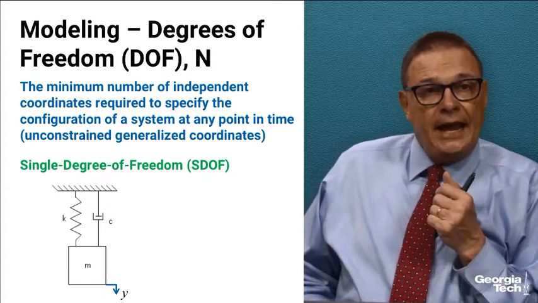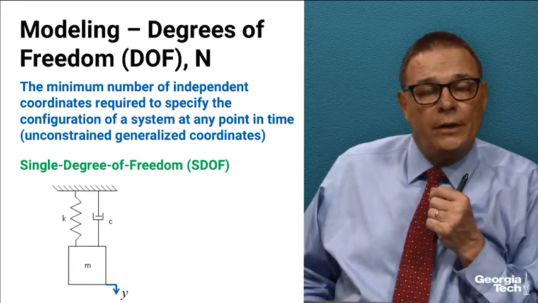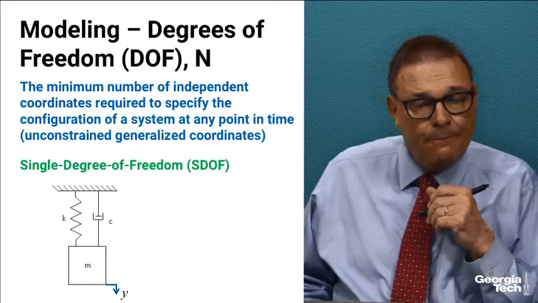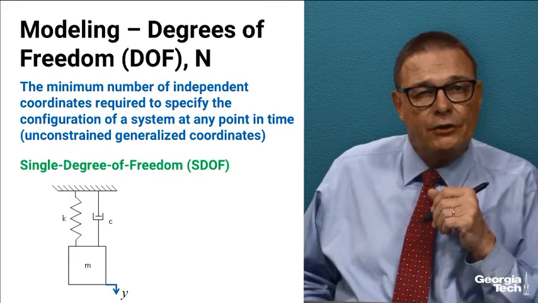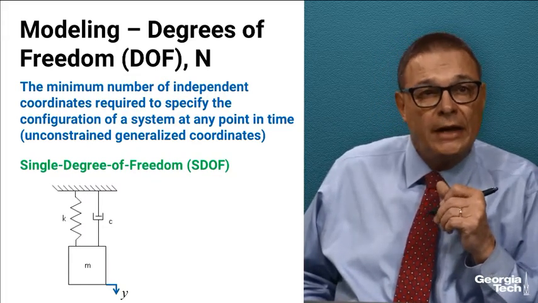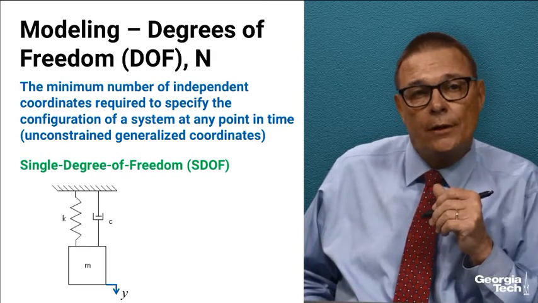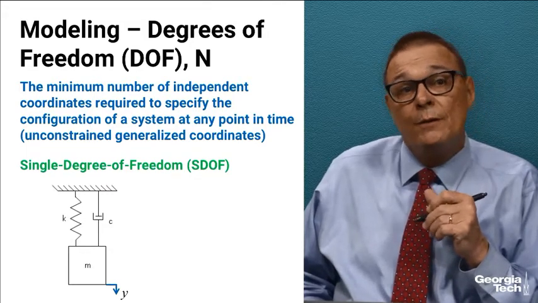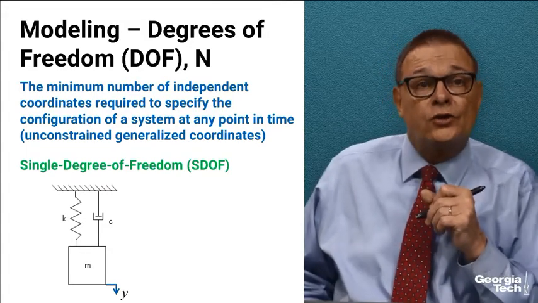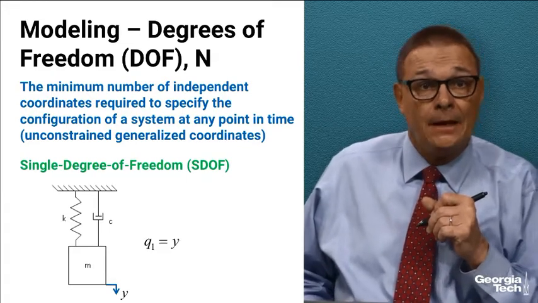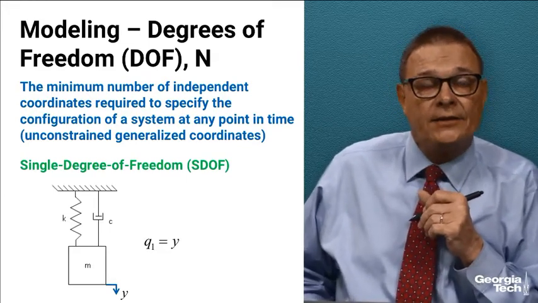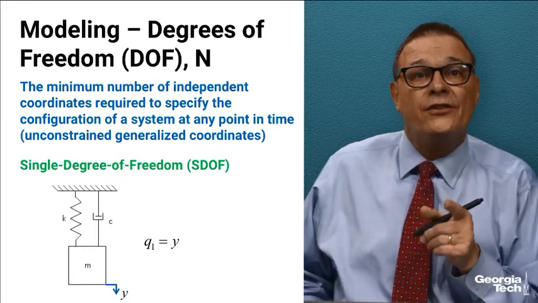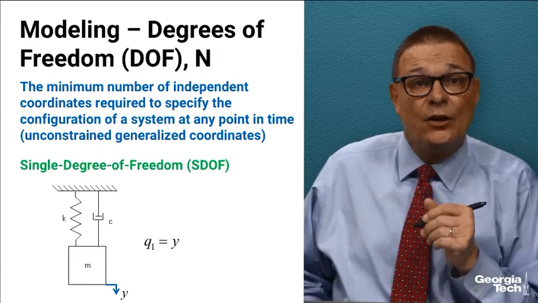And so in this case, I have one coordinate. That coordinate is y. It describes the displacement of the spring. If we take the derivative of it, it'll give us the velocity, and that would give us the force in the damper. And if we take the second derivative, that gives us acceleration, which mass times acceleration can be related to the inertial force of the mass moving as well. And so Qi, in this case, is just Q1, and it's equal to y. And so this, therefore, is a single degree of freedom system.